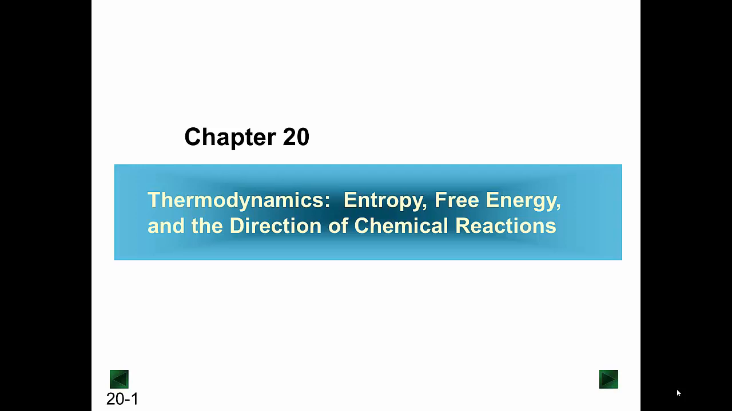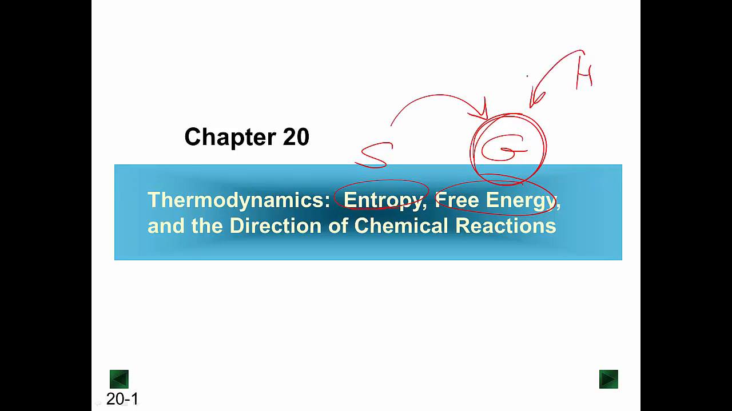Alright, in this series of videos we're going to cover the material in chapter 20, and this material has to do with thermodynamics. We're going to talk about this topic of entropy, which we'll represent with the symbol S. We'll talk about free energy, which we represent with the symbol G, and then basically we're going to be talking about which direction chemical reactions are favored, and ultimately it's this guy right here that's going to determine the direction of chemical reactions. And entropy feeds into this, and enthalpy feeds into this.